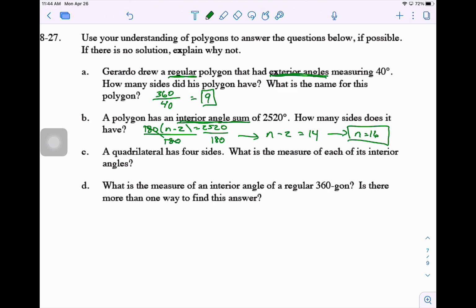How about part C? We've got a quadrilateral with 4 sides. What's the measure of each interior angle? What'd you come up with on this one? What'd you do? Braylon, help me out. What'd you do on this one?